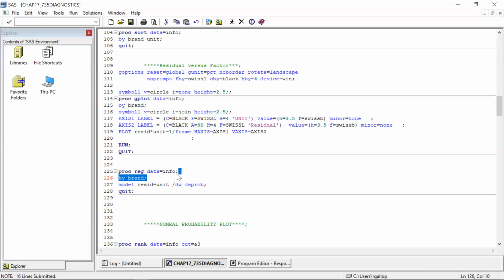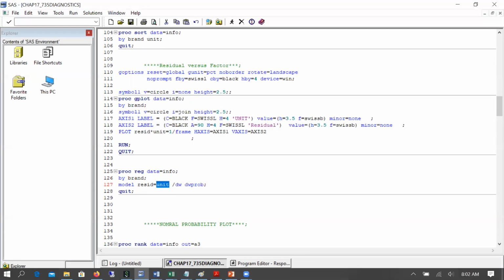So, in the depression study, I said the patient numbers are assigned in how they were randomized. So the patients were ordered. So I can see, is there this kind of timing trend that can affect autocorrelation? In this example, we said, okay, within brand, the ordering of the units follows some kind of time or daily sequence. So I'm going to do this proc reg by brand. Now the model, I'm using resid as a function of the ordering variable. The ordering variable in this case is unit.